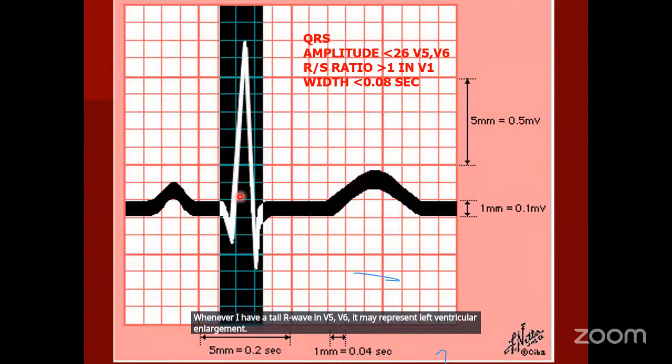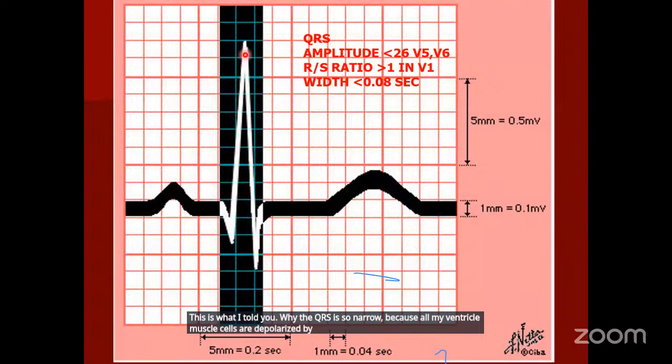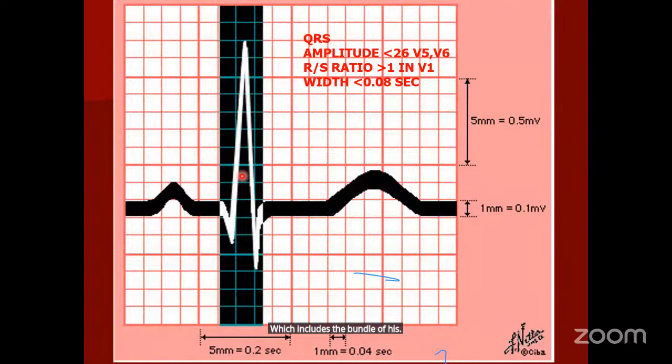My QRS width, that is the beginning of the QRS to the end, should be less than 0.08 second. That means my entire QRS duration is only 2 small squares. This is what I told you. Why is the QRS so narrow? Because all my ventricular muscle cells are depolarized by my specialized conduction system, which includes the bundle branches and also the Purkinje fibers. So that's why my QRS is narrow, less than 0.08 second.